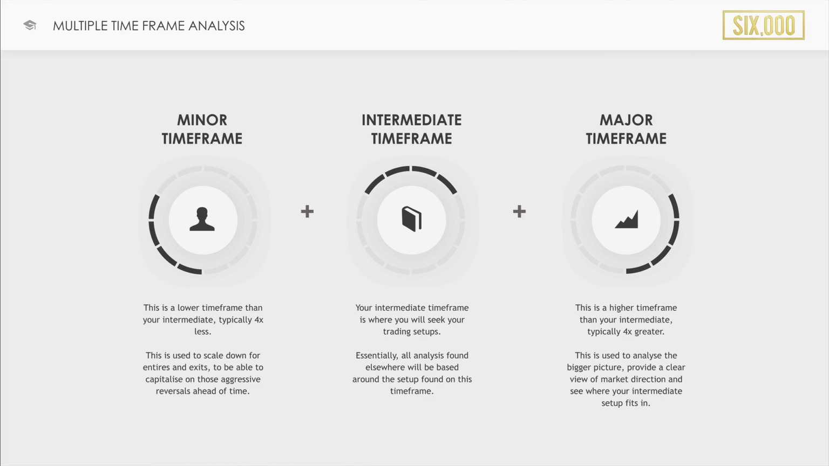Of course, you can see on the 1 hour chart, you have 24 candlesticks, whereas on the 4-hour you have significantly less. So there is more activity. You can see what's going on. You can get into the pits. You can see exactly what's happening on the charts when you scale down. So your minor time frame is used to manage entries and exits. And this is to be able to capitalize on those aggressive reversals ahead of time. You may not catch these on your intermediate time frame. So the minor time frame, this is why it's essential.